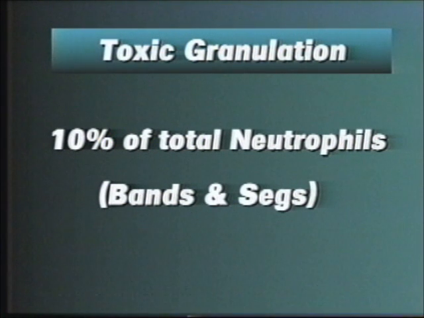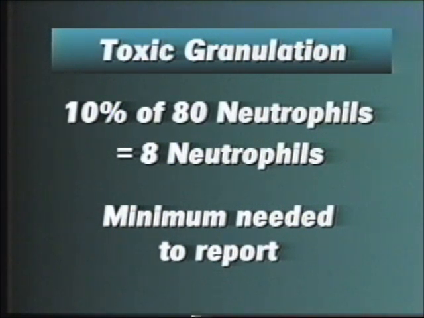To quickly calculate the 10% number, all you need to do is take 10% of the total number of neutrophils. If differentiating bands and segs, you need to add them together and use that number. Anyway, you take the total number of neutrophils and multiply by 10%. That is the minimum number of cells with toxic granulation you have to report it as present. In this case, you would need at least 8 of the 80 cells.